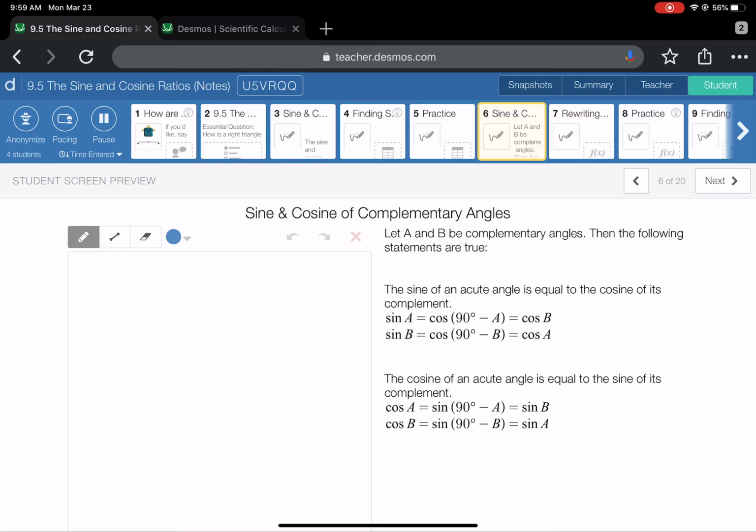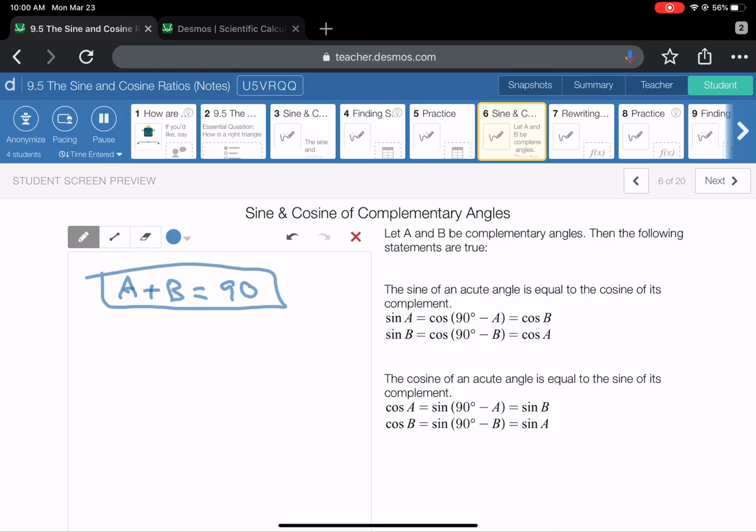Right, so if we have two angles, say A and B, we're going to let those be complementary. So then A plus B is equal to 90 degrees. Okay, let's keep that as our baseline for this slide. All right, so then the sine of an acute angle is equal to the cosine of its complement.